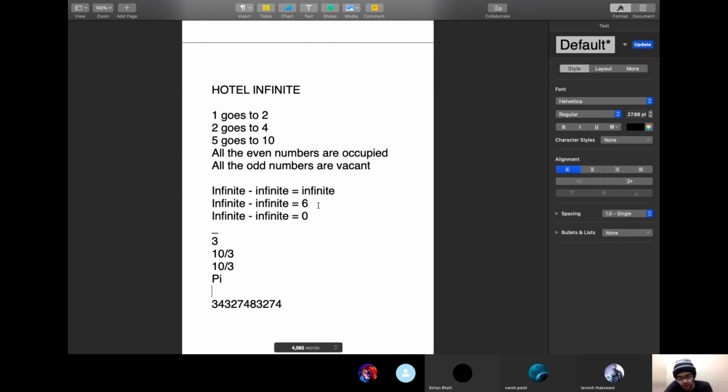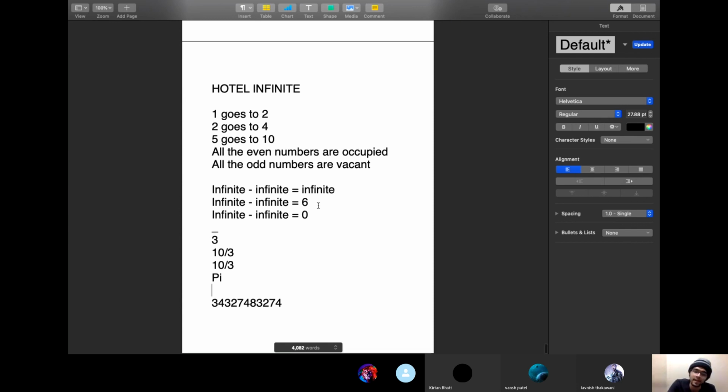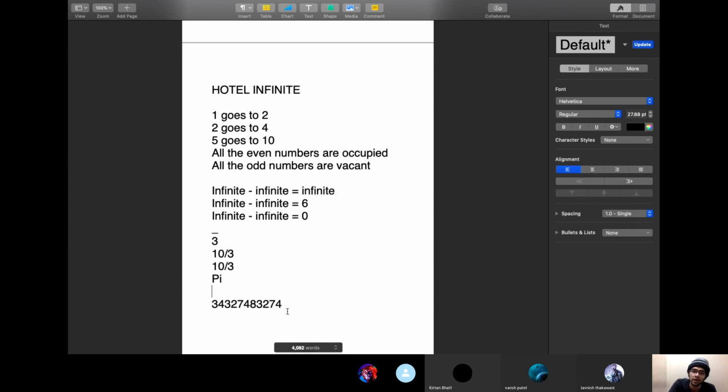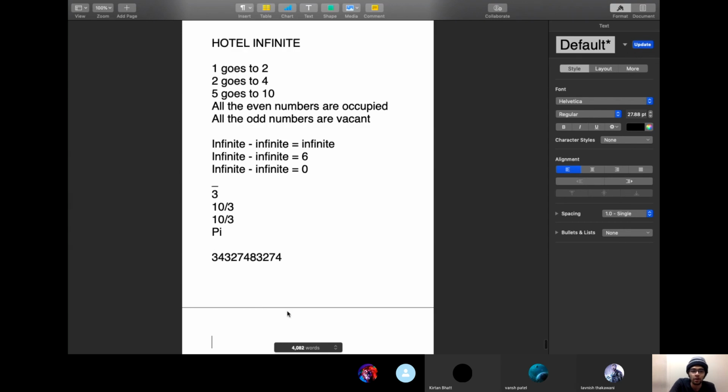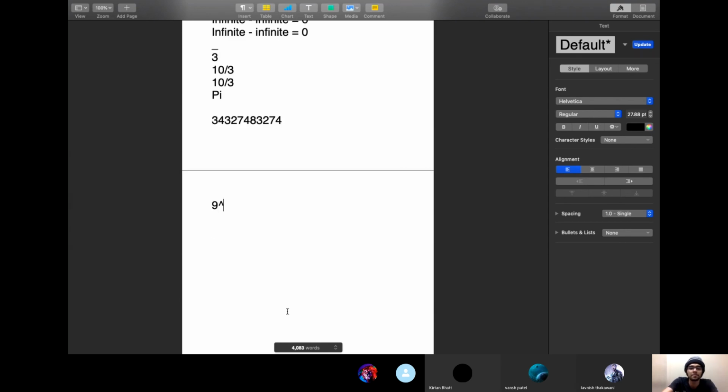Some computers can go up to 10 to the power 300, depending on the power of the computer. But I'll tell you one thing, guys: any computer in the world, however powerful it is, will not be able to write this number.